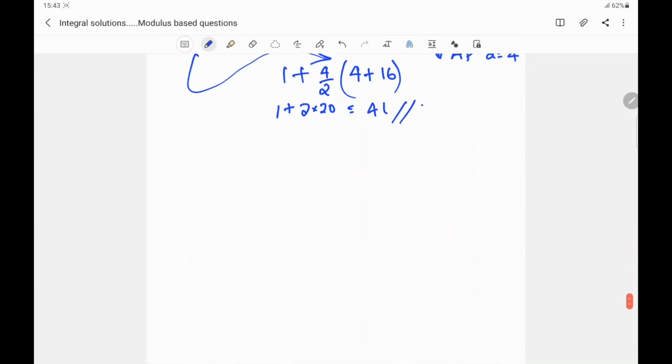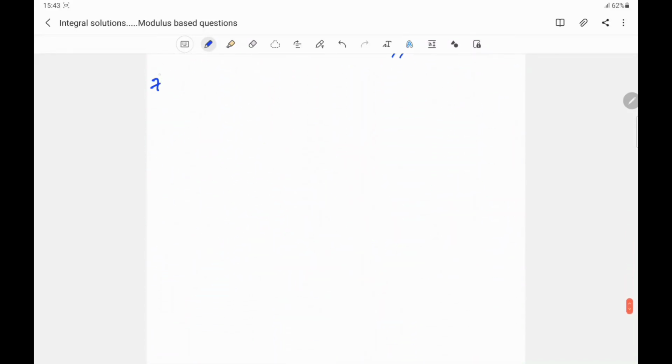Now let us look at the 7th question, which is modulus of x plus modulus of y plus modulus of z is equal to 9. This is the given question. Now we will solve it in 3 steps. Step 1: one of them is 0.